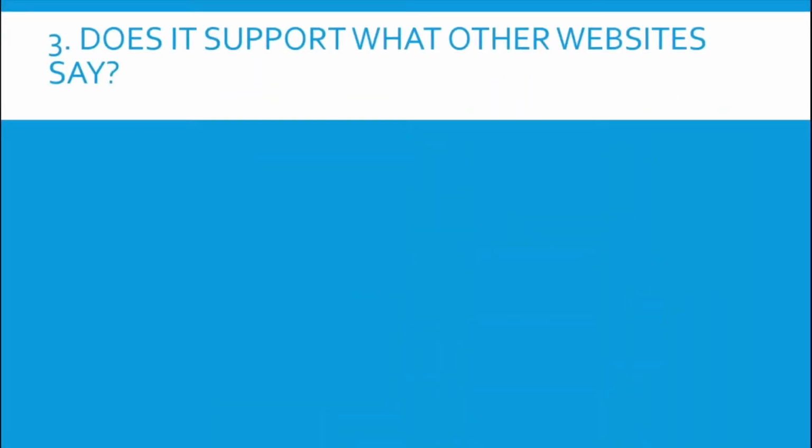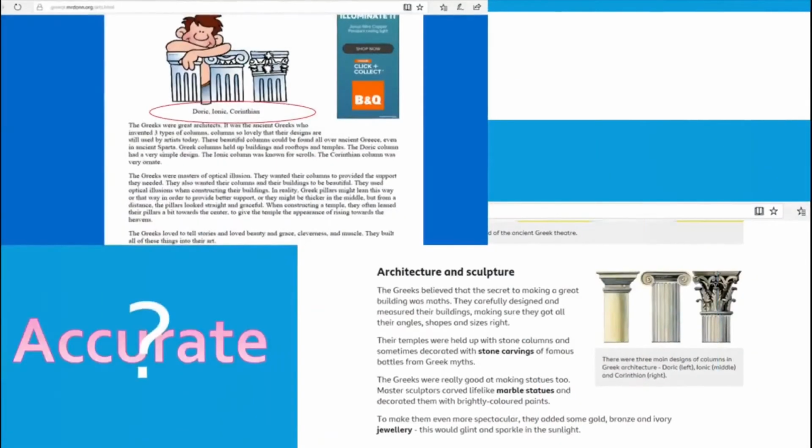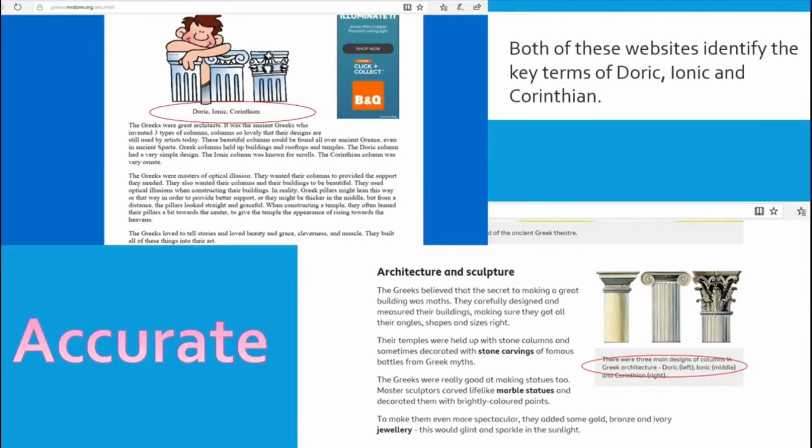Does it support what other websites say? Unlike books, websites are not always checked to see that they are accurate. One of the easiest ways to check whether the information you are reading is reliable and accurate is to check whether it agrees with what other websites say. As we can see, both of these websites present the same keywords in the information. As more than one website is saying the same thing, we can be fairly sure this information is reliable and accurate.